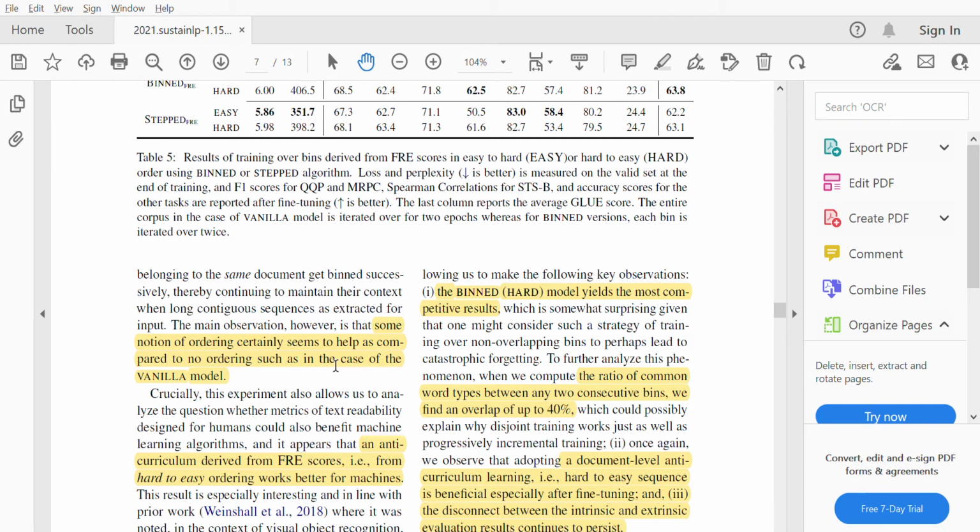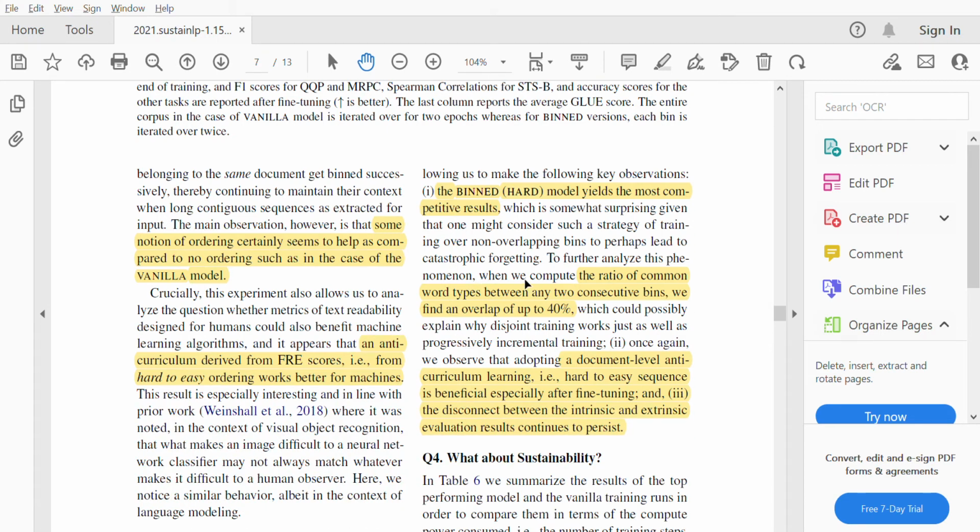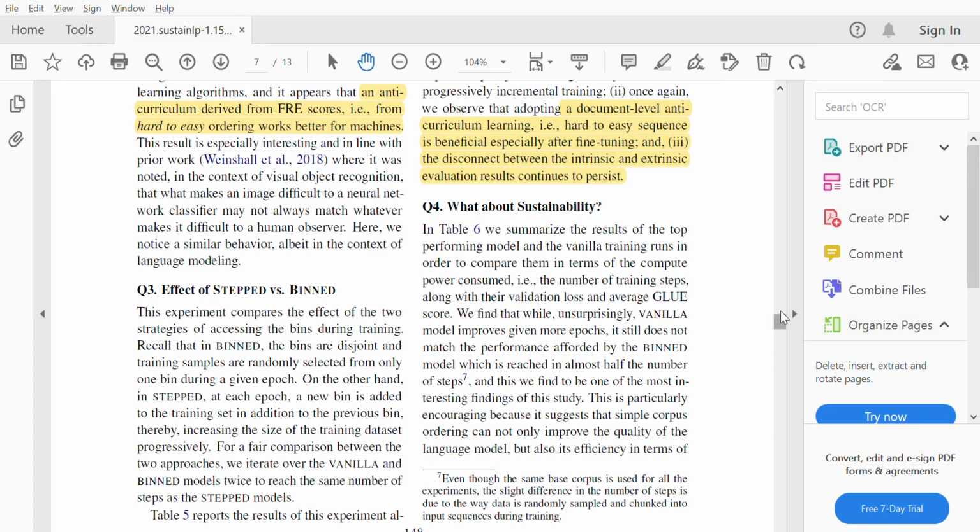They have some interesting hypotheses for why binning versus stepping might not totally be a valid way of looking at this issue. Looking at the ratio of common word types between any two consecutive bins, they found an overlap of up to 40%. What that means is that there's more that can carry over than we might think in a more straightforward binned setup. So I think what that implies is there's almost a degree of steppedness insofar as the vocabulary is concerned, not in terms of sentence complexity. I think this is a pretty interesting finding. We can talk more about that.